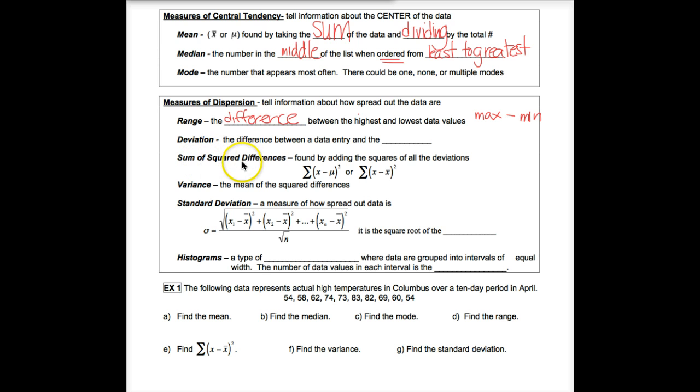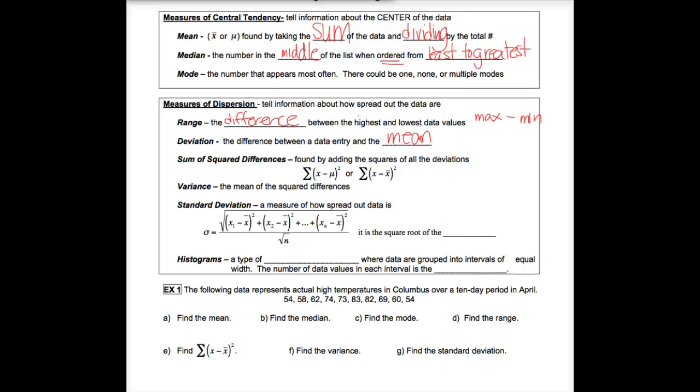Then there's deviation. Deviation is the difference between a single data entry and the mean. Because we're saying how far does that piece of data deviate from the mean. So that's why we call it deviation. It's the difference between the mean and that piece of data. How far off is it is what we're trying to figure out.